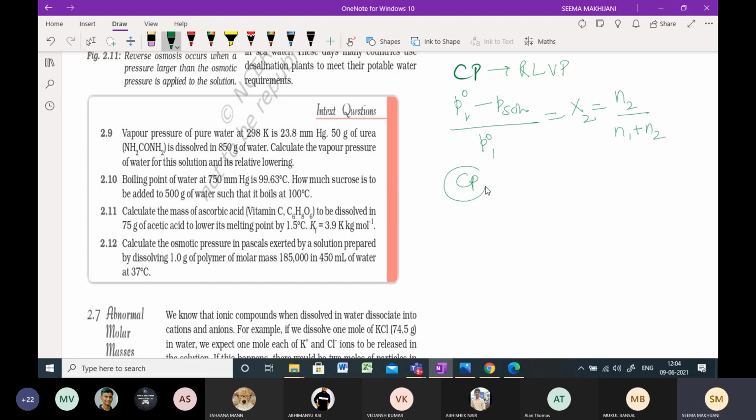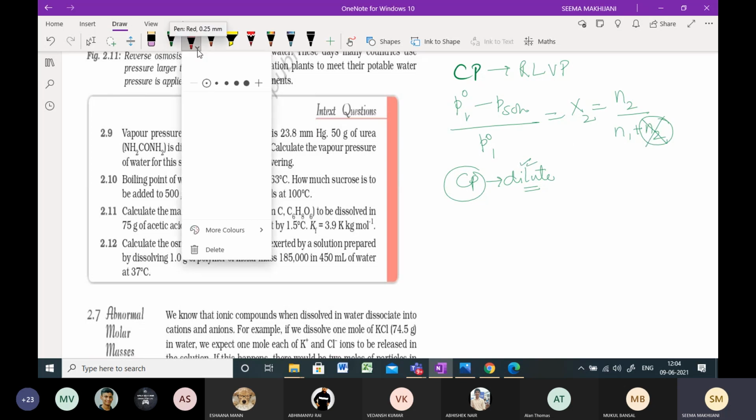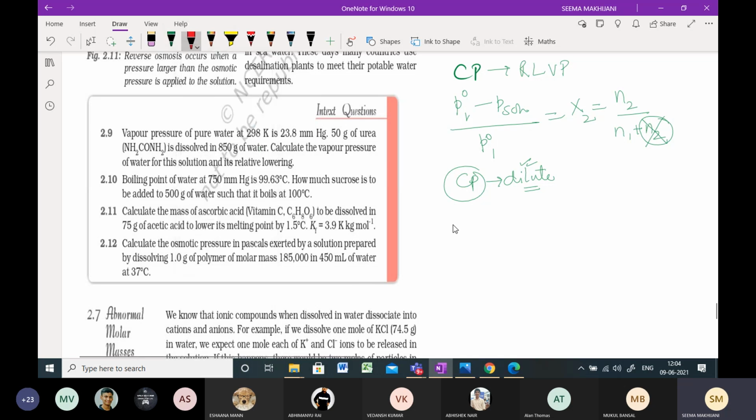Since the colligative properties are applicable to dilute solutions, you will find that for most of the numericals, what we do is we ignore this in the denominator, because it is a dilute solution, the amount of solute is going to be very less. Hence, the reformed formula for your relative lowering in vapor pressure becomes P01 minus P solution upon P01 is equal to N2 by N1. You are allowed to use this formula for your numericals in class as well as in the boards, because this is acceptable.